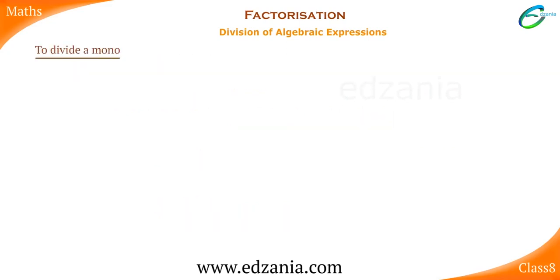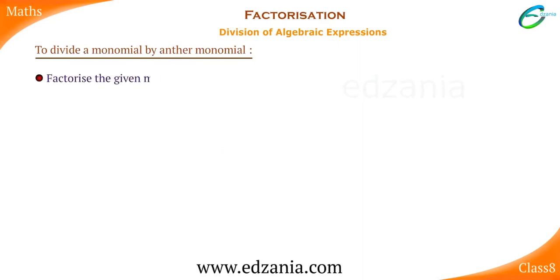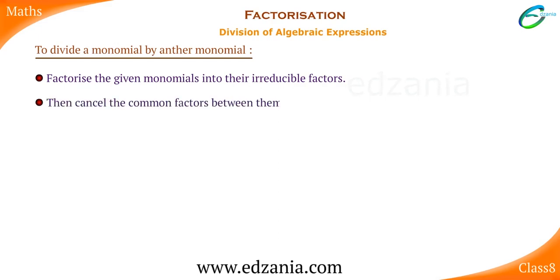To divide a monomial by another monomial, factorize the given monomials into their irreducible factors. Then cancel the common factors between them. Simplify the remaining terms to get the answer.